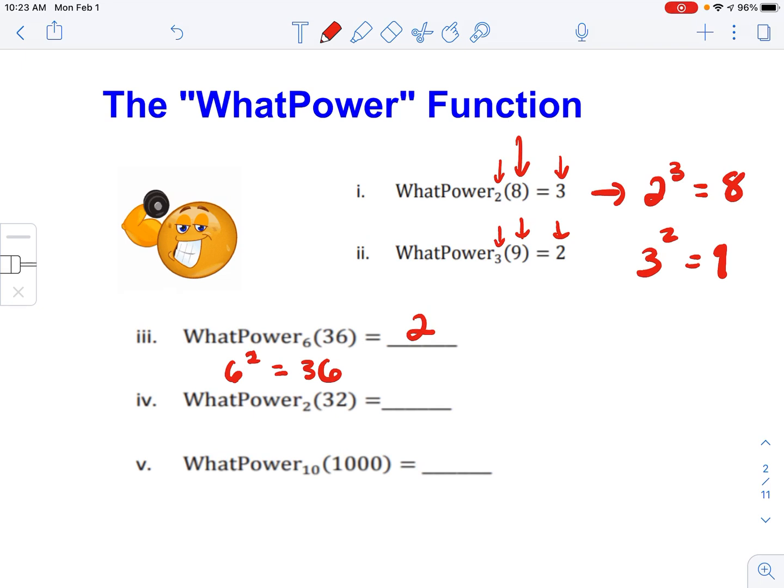What power of 2 gives me 32? Well, hopefully you remember 2 to the 5th power gives me 32. And what power of 10 gives me 1,000? Well, 3 zeros tell me that third power. Okay, so again, there's this constant relationship between this notation and the exponential notation. And that's where we're going to be headed for the rest of the lesson, right? What are these connections between these two things?